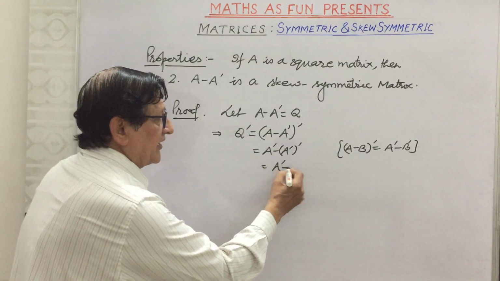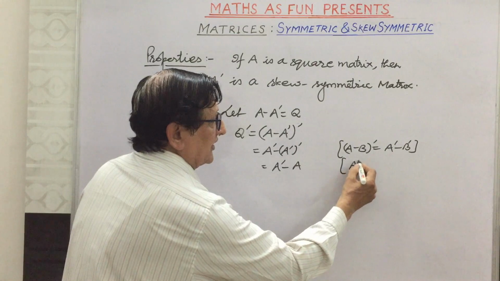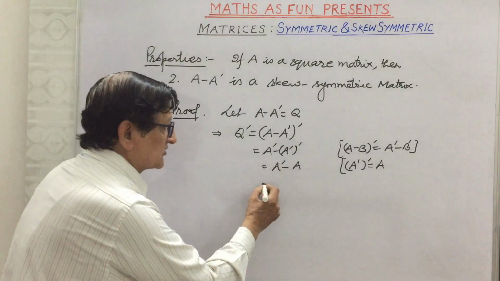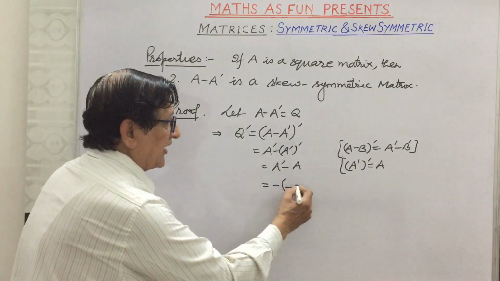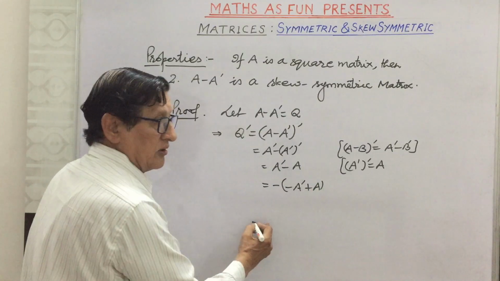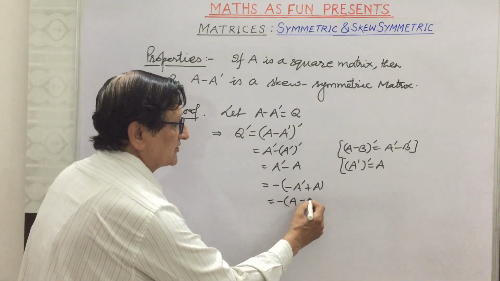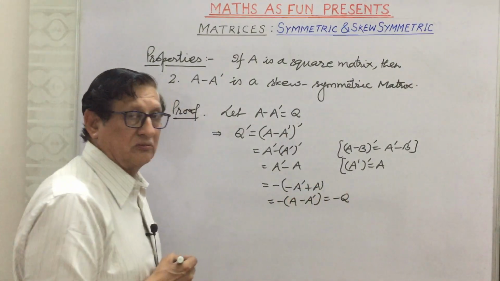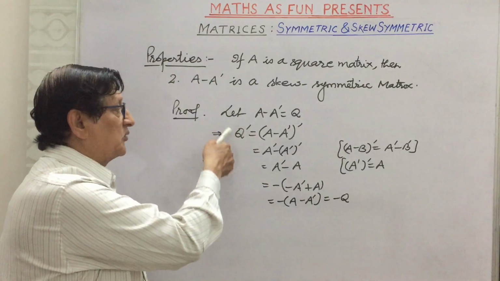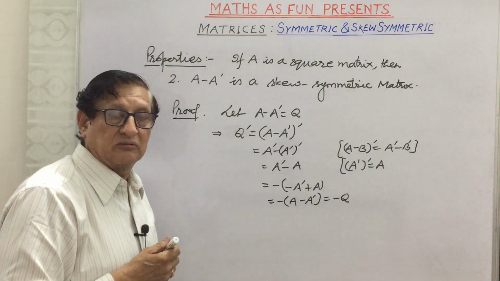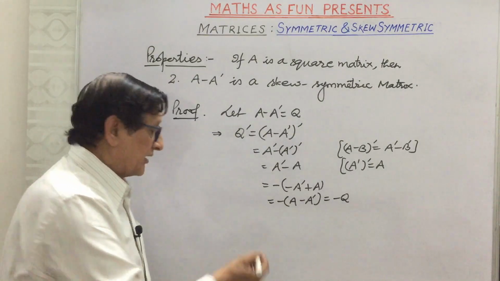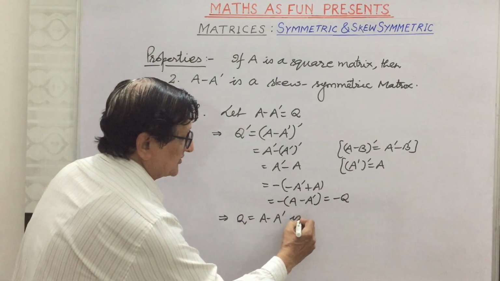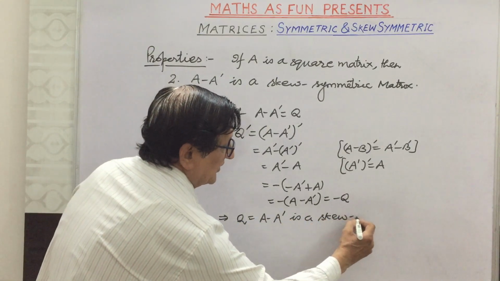We can also write this as A dash minus A, because we know that the transpose of A dash is A. If we take minus common from this, we will get minus of A minus A dash. This is Q. It means this is equal to minus Q. And we know that if the transpose of any matrix is equal to the negative of it, then this is a skew symmetric matrix. It means we can say that Q, that is A minus A dash, is a skew symmetric matrix.